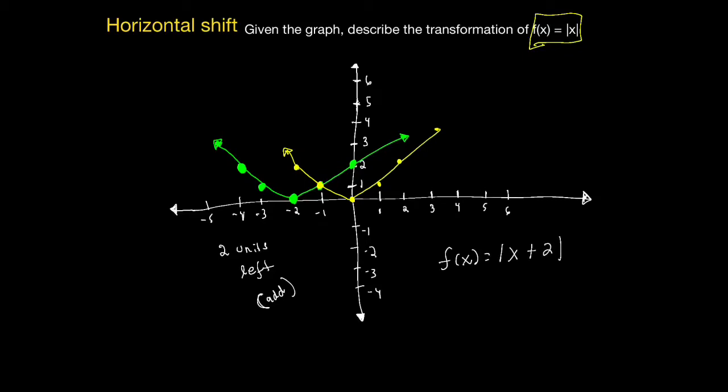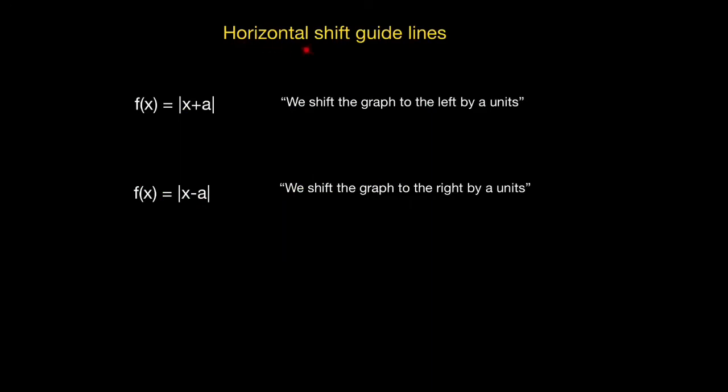And for horizontal shifts, if we're moving left and right, we write the shift inside the absolute value. So here's the general rule: for horizontal shifts, f of x equals the absolute value of x plus a shifts the graph to the left by a units. And if we subtract a, we shift the graph to the right by a units. So check out the problems, try them out, and then when we come back, we'll see a different variation of shifting problems.